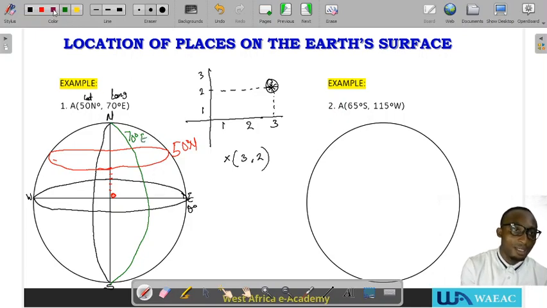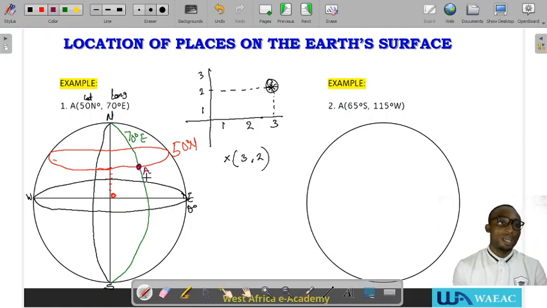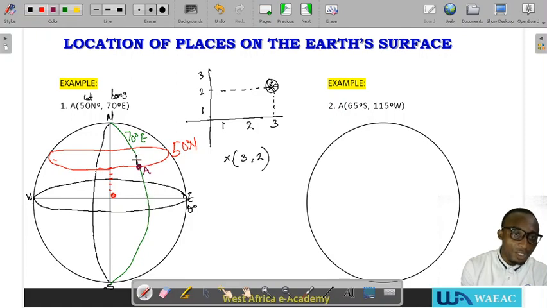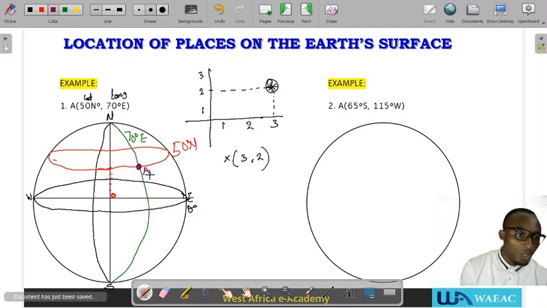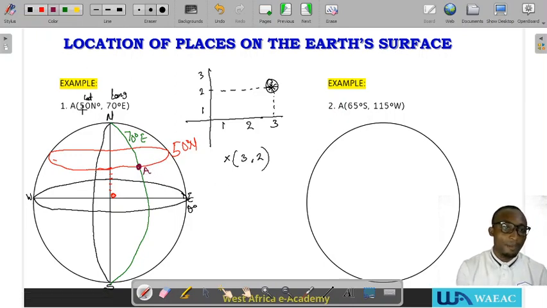Having done that, I think I have a location now. Where is my location? This is my location, point A. You can see that at this point is where the longitude in green and the latitude in red intersect. That is how to get a location. So that is example one.